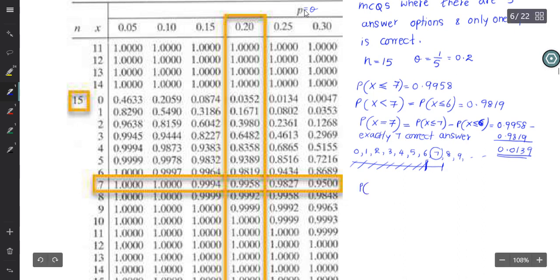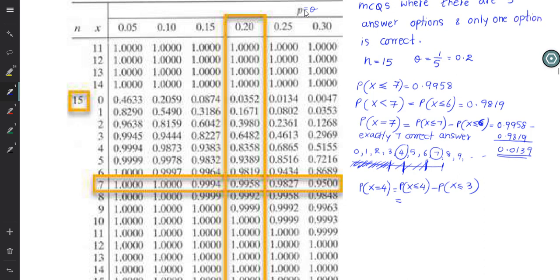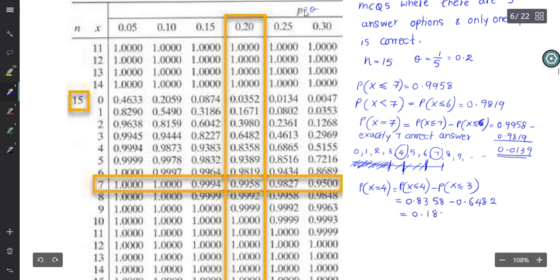Let's try another one. What about P(X = 4)? How do you find this one? You need only 4. If you read the table up to 4, you get everything from 0 up to 4, but you need only 4, so you have to get rid of the unwanted 3. So you read up to 4 and subtract everything up to 3. Here's 0.8358. Subtract the one above it, 0.6482. And you'll get the answer 0.1876. So I suggest you try these calculations by yourself.